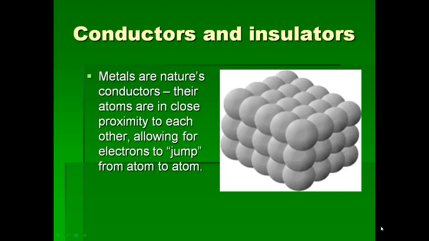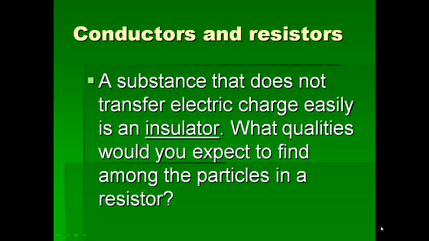In general, the best conductors in nature are going to be solids, in particular metals. Metals have their atoms in close proximity to each other. That means it doesn't take much energy for an electron to jump from one metal atom to another. Something else that's not necessarily mentioned in the previous slide is that metals also tend to have a very loose grip on their electrons.